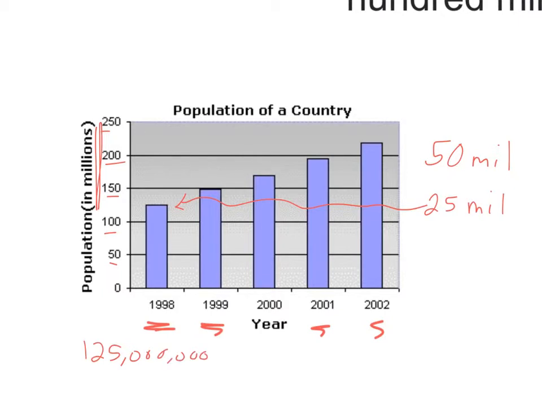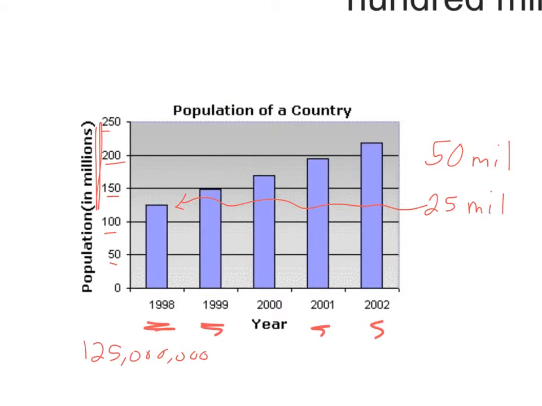Now I forgot to do a couple of things when I was looking at this originally, so I want to stop and re-look at these. The first thing I really want to do when I'm looking at a graph is look at the title. It's talking about population of a country. So now I know what I'm looking at. These are representing the population.